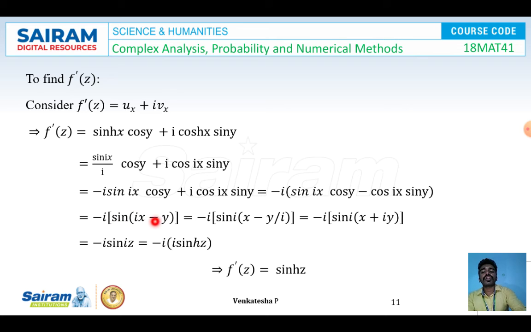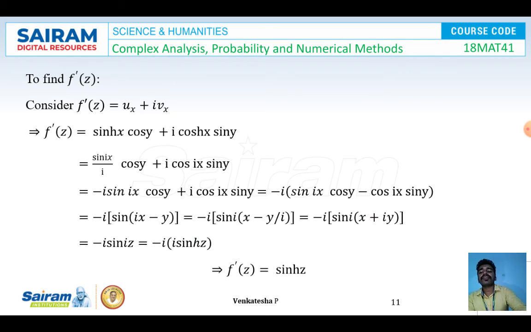So from this expression, I am taking i common factor. I got minus i into sin i of x minus y by i, and this 1 by i is nothing but minus i again. So I got x plus iy here. So I got finally minus i sin i of x plus iy. This sin i of x plus iy is nothing but i sin hyperbolic iz, and I'm replacing x plus iy as z here.